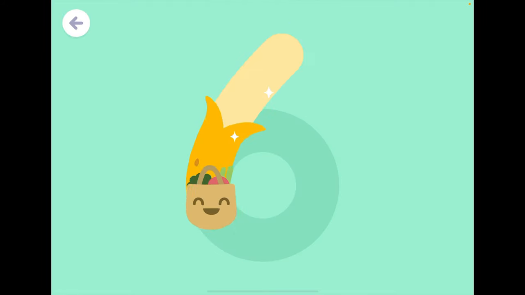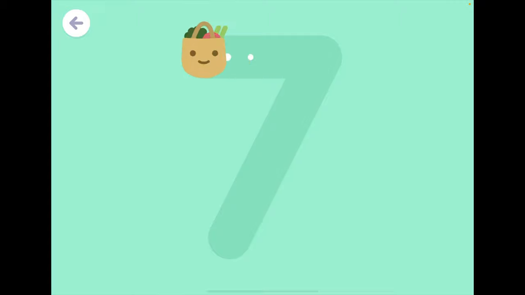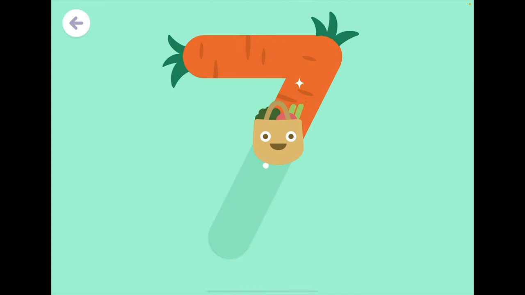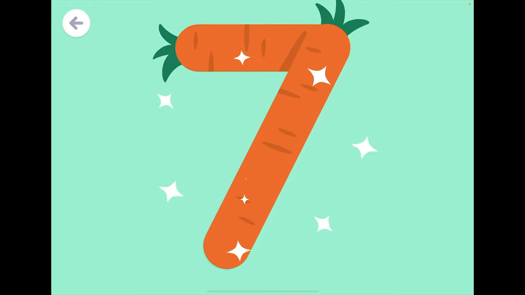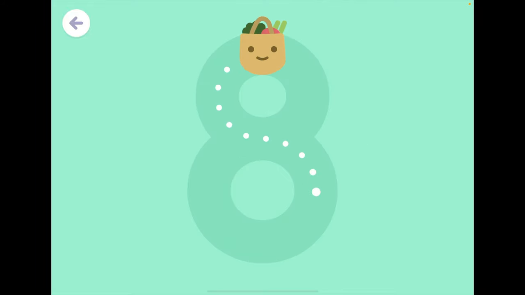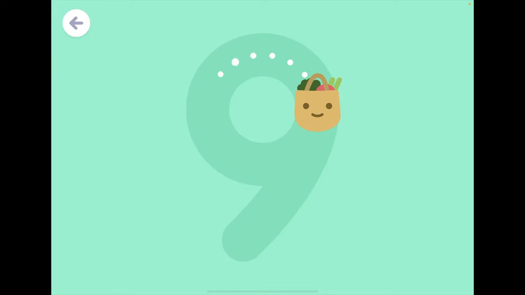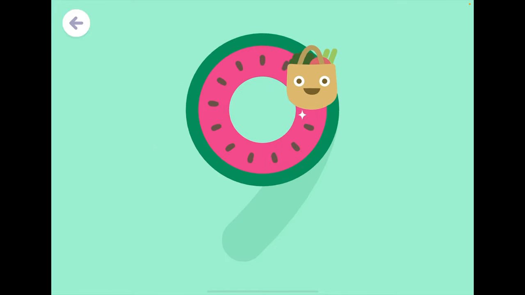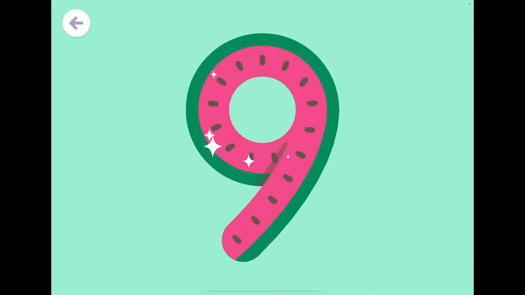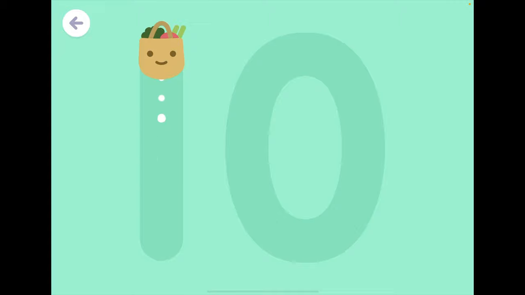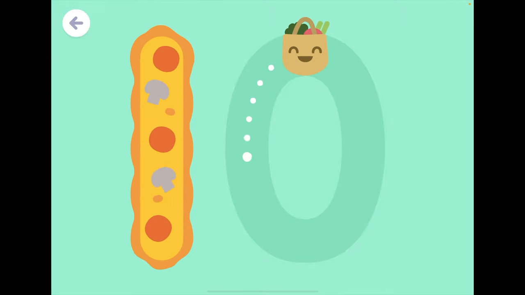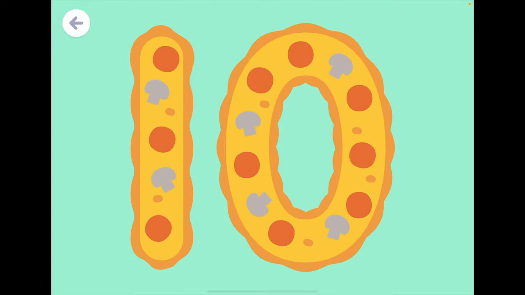Let's trace a 6. 6. It's like a banana. Let's trace a 7. It's a carrot. 7. Let's trace an 8. It's like a pretzel. 8. Let's trace a 9. Ooh, it's a watermelon. And let's trace a 10. It's like a pizza. Yum. 10. Yay.